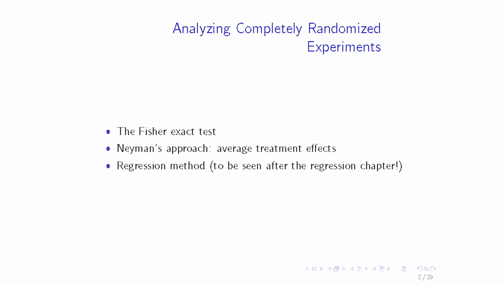It doesn't mean this is necessarily what people do in practice all the time. It turns out that knowing regressions quickens things up a little bit, but it's really not necessary because completely randomized experiments are very simple. So we're going to see there are three workhorse methods to look at simple, completely randomized experiments. The Fisher exact test, Neyman's approach, which is computing average treatment effects, then the regression methods, which I'm obviously not going to do today since we haven't seen regression, but it will be very, very trivial when we have.